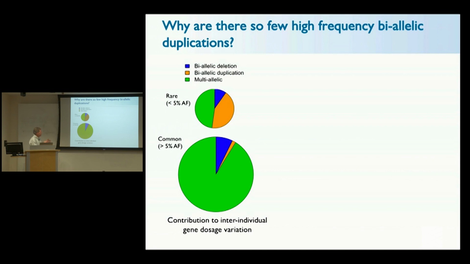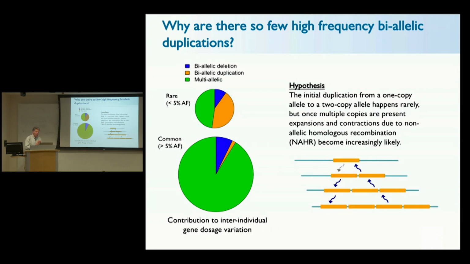And it turns out that this effect, where the multi-allelic CNVs are contributing all this gene dosage variation, is pretty much driven by this circle on the bottom, which is the common variation, right? The rare variants, which are contributing some of the gene dosage differences, are more balanced between duplications and multi-allelic CNVs. And this is because these biallelic duplications, we just don't see very many of them at high frequency.